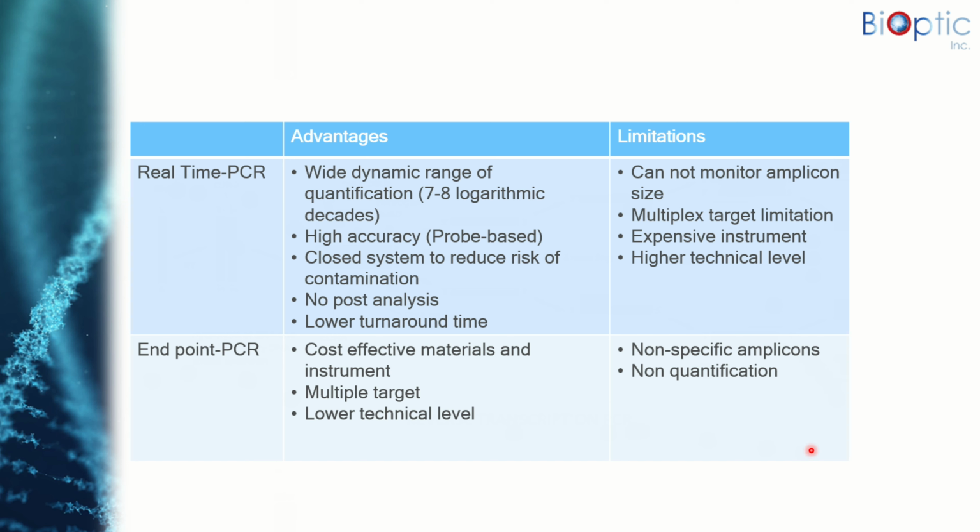And usually every lab has a PCR machine, but not every lab has a qPCR machine. And for real-time PCR, the technician needs a higher technical level than for regular PCR. For endpoint PCR, the advantages are cost-effective materials and instruments, and it can do multiple targets as long as the signal peaks can be separated and distinguished. And it needs a low technical level; I think basically as long as you can use a pipette, you should be able to do PCR. The limitations of endpoint PCR are non-specific amplicons and no quantification.